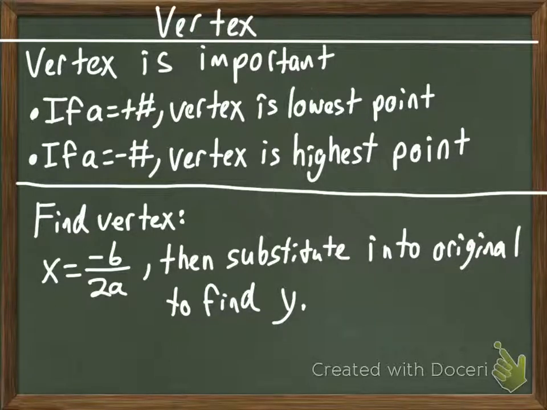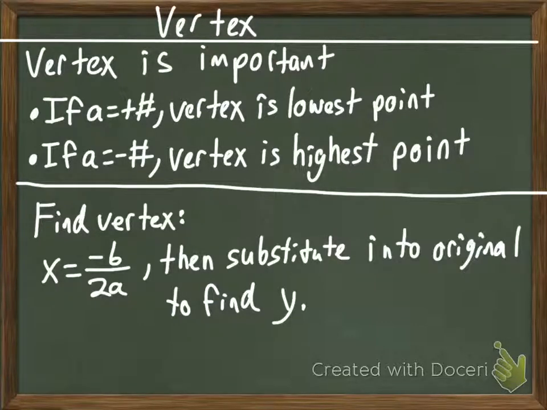Now onto the vertex. The vertex is very important. If your a equals a positive number, so if it's the smiling face, your vertex is the lowest point of your parabola. If your a is a negative number, then your vertex is the highest point. Did I mix those up? Positive a, vertex is lowest. Negative a, vertex is highest point. And then we have a formula to find the vertex.